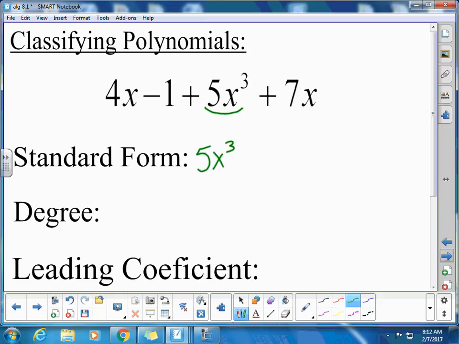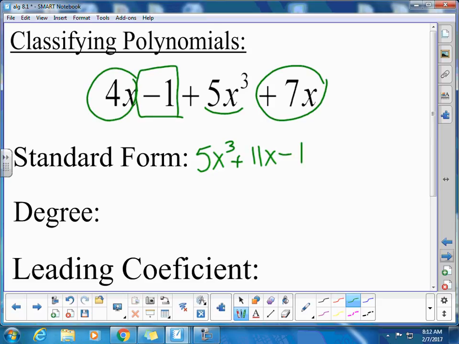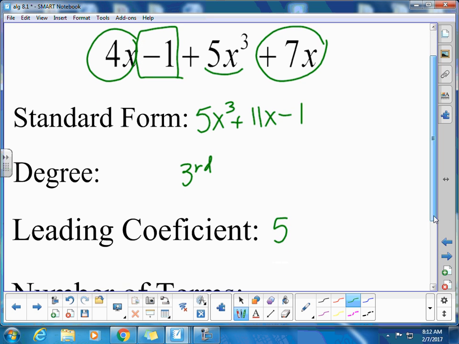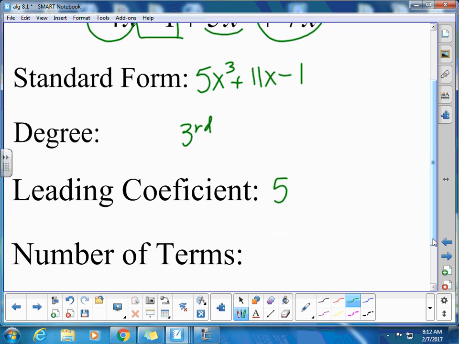Let's see if we can combine any like terms. Here I have a 7x and a 4x. They're both positive, so 7 plus 4, 11x, and then minus 1. And we've used everything up, so we're done. So this is a third degree. Leading coefficient of 5. Coefficient is just the number in front of the x's. Number of terms, 3.